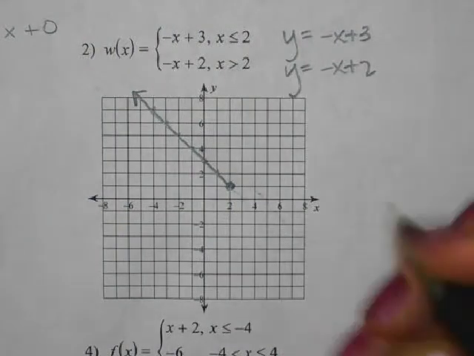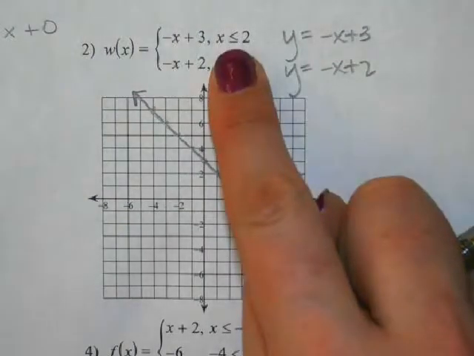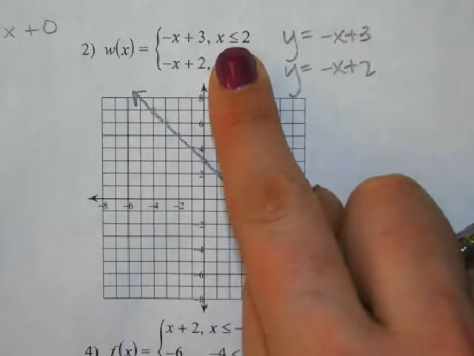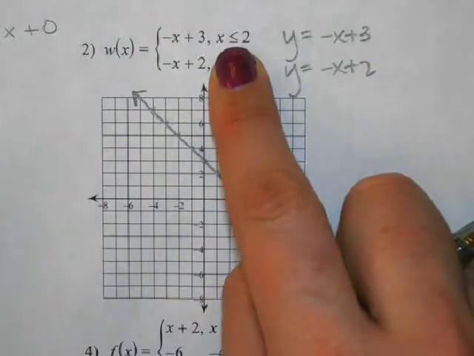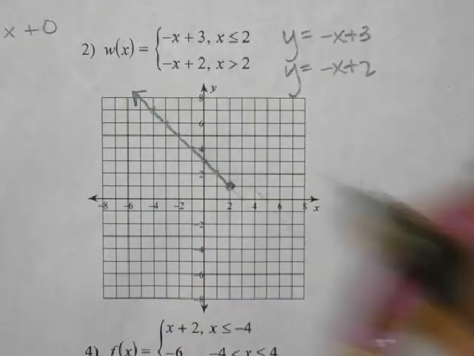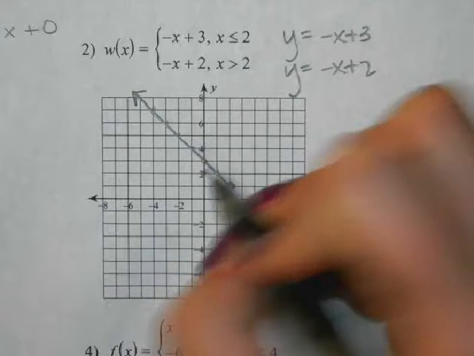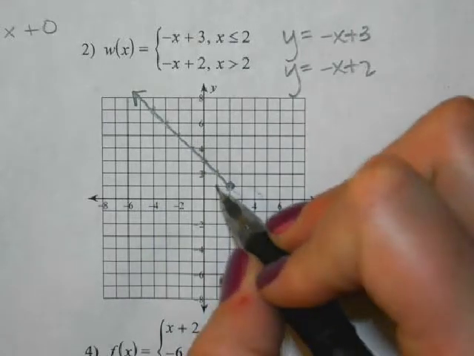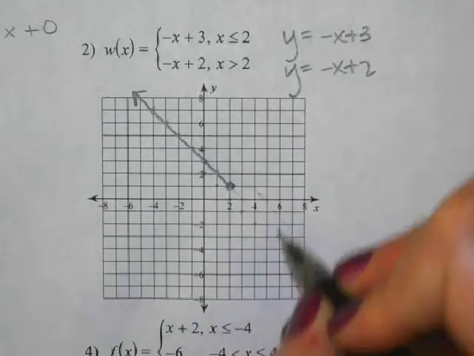Why are we only keeping the left side? Because it said x is less than or equal to 2, and anything less than 2 would be on the left side. All right. The next one has a y-intercept of 2, and it has the same slope, so it still goes down 1, right 1. So I'm going to go ahead and draw that line.